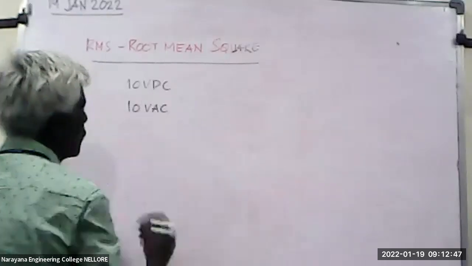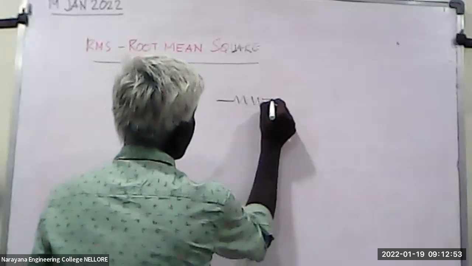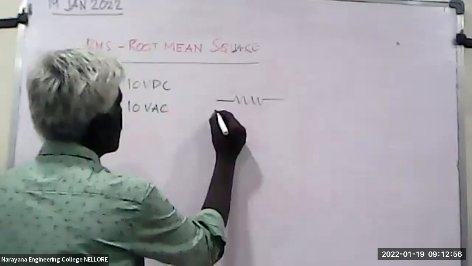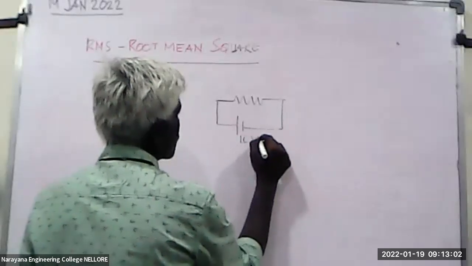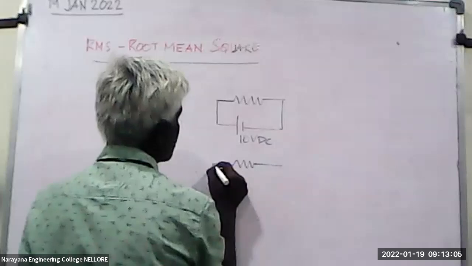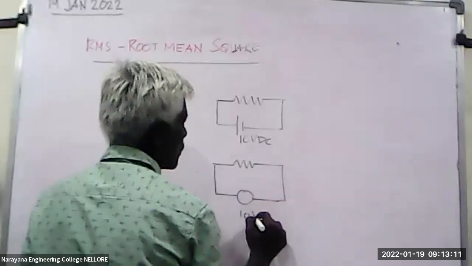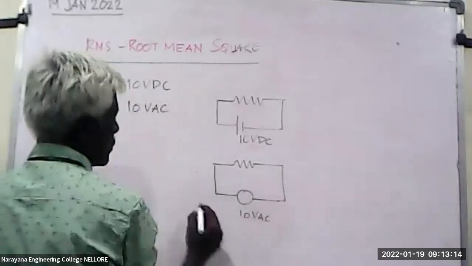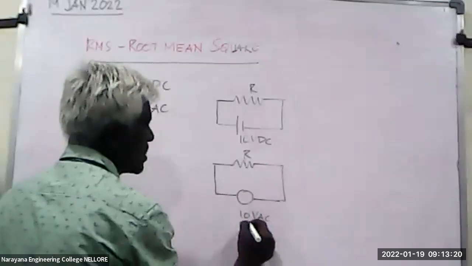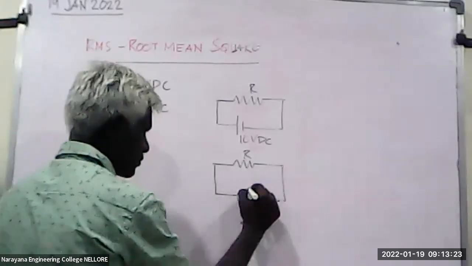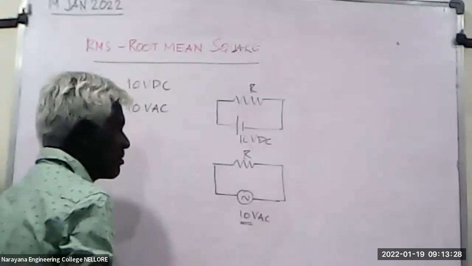10-volt AC. Now I take a resistor, and I apply this 10-volt DC. I take the same value of resistor, and I apply 10-volt AC. Consider that this is an RMS value, not the peak value of the AC signal. Okay, let us consider this as the peak value, not the RMS value.